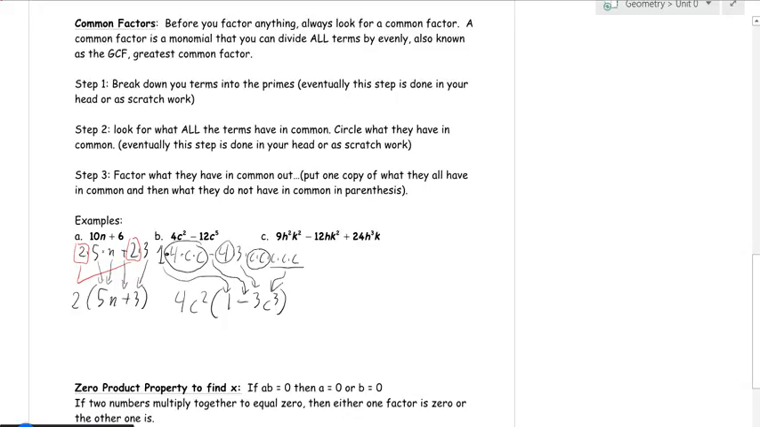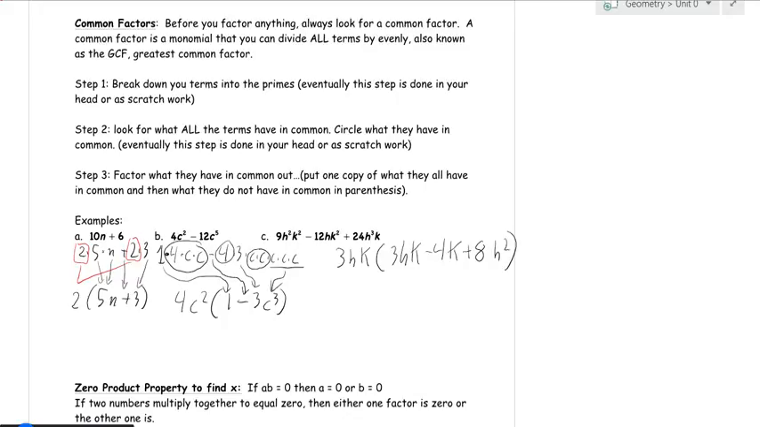9 h squared k squared minus 12 h k squared plus 24 h cubed k. So they have a 3hk in common, which leaves me with 3 times h times k minus 4. We already factored the h out, so k plus 3 times 8 is 24, h squared. Try that grouping on your own. If it's confusing or you're getting a different thing, let me know.